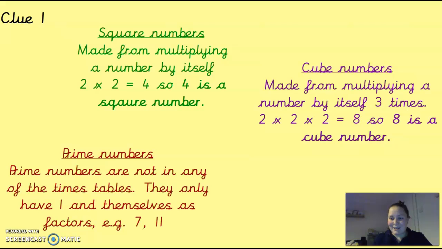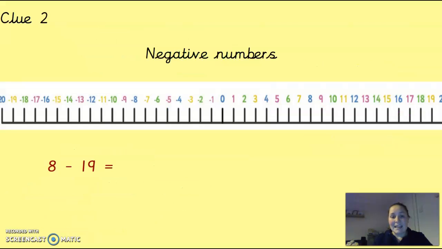Let's have a look at clue 2. Now clue 2 is going to be about negative numbers. So again, you probably won't need my help for this, but in case you do, I'm going to show you an example. Here is a normal number line, and you can see 0 is in the centre. These are our positive numbers, our kind of normal whole numbers, and below 0 are our negative numbers.